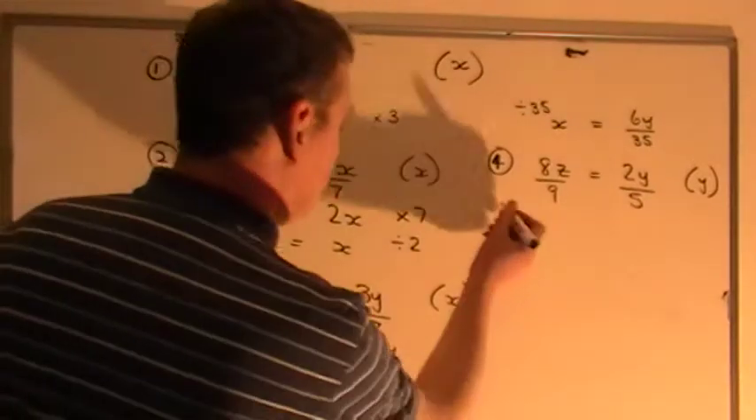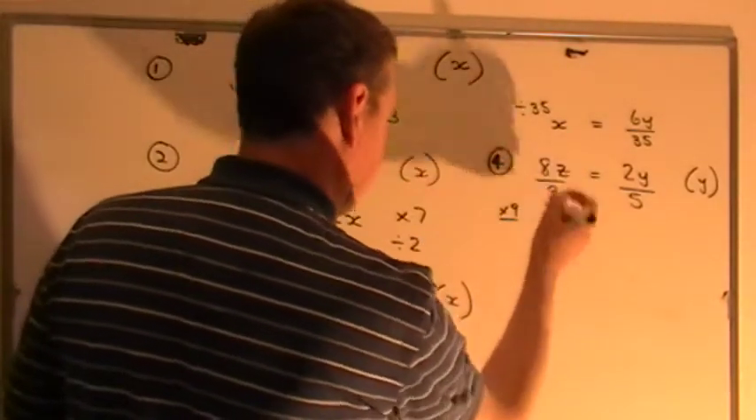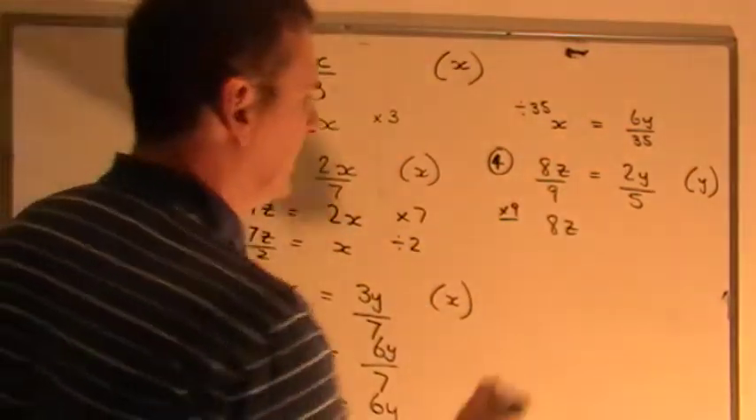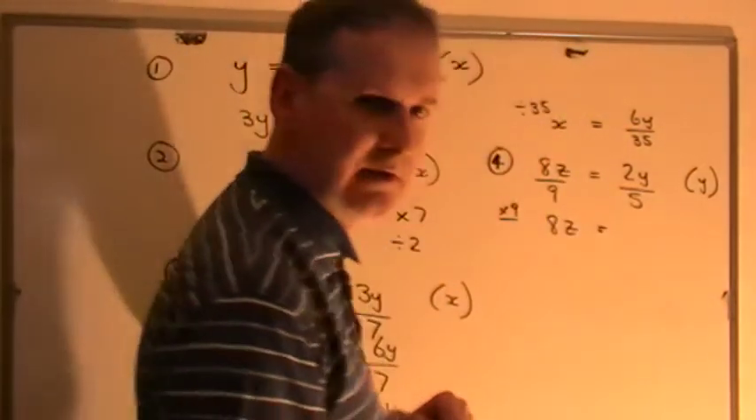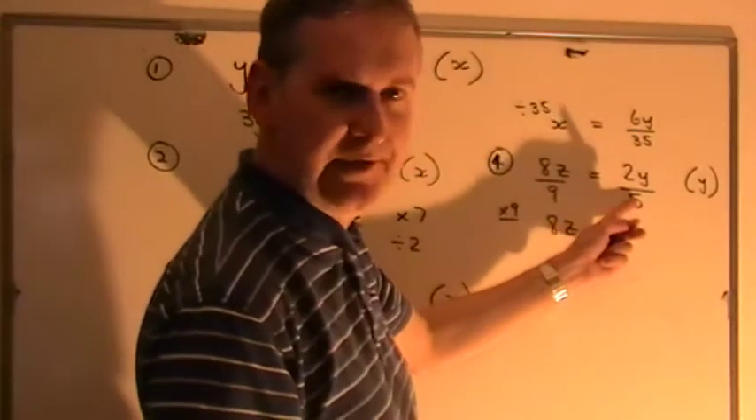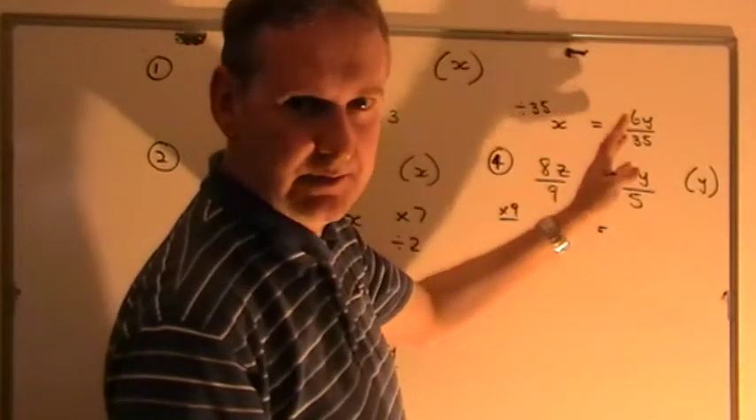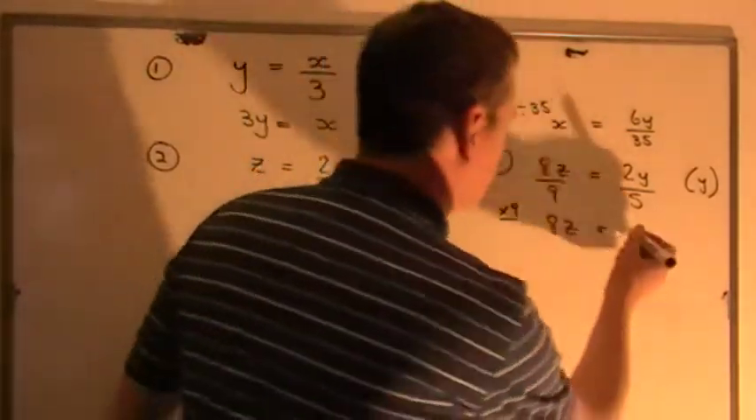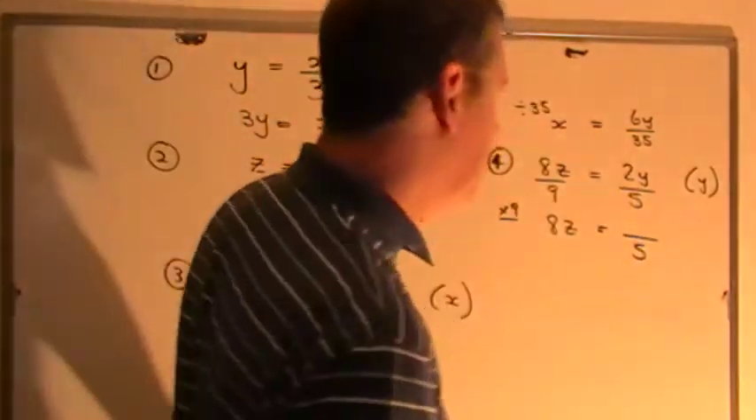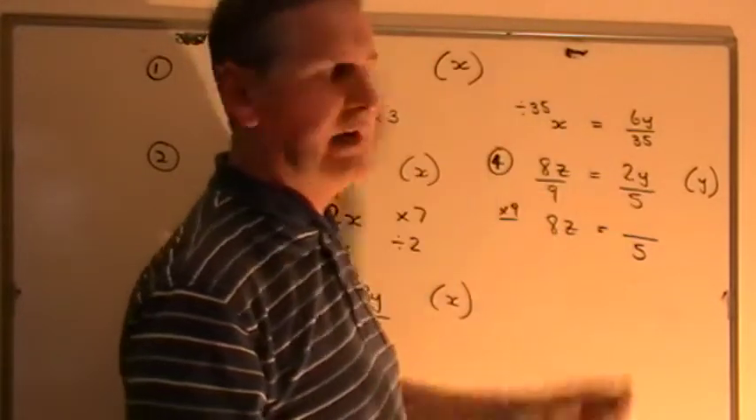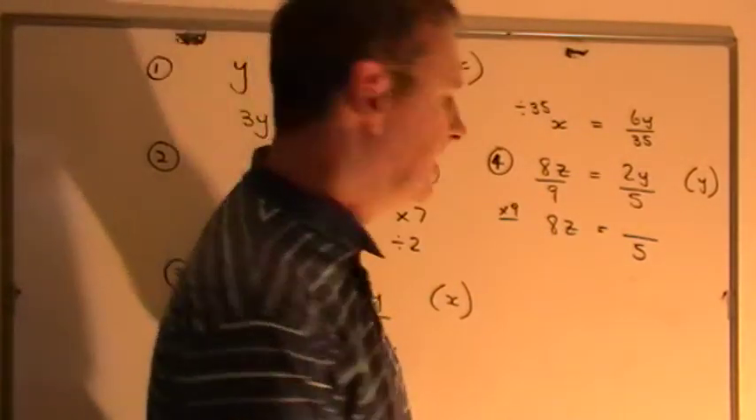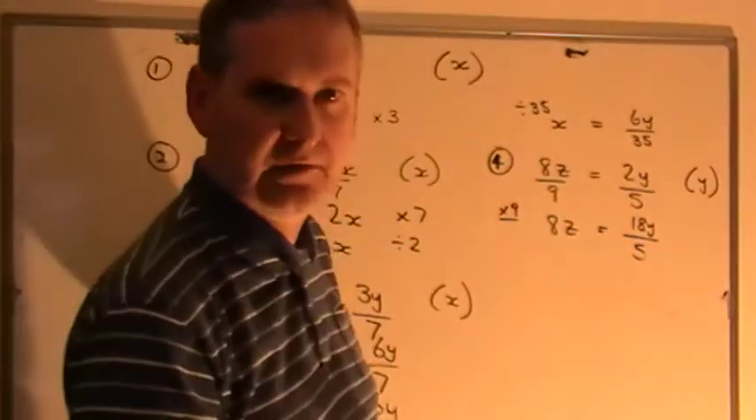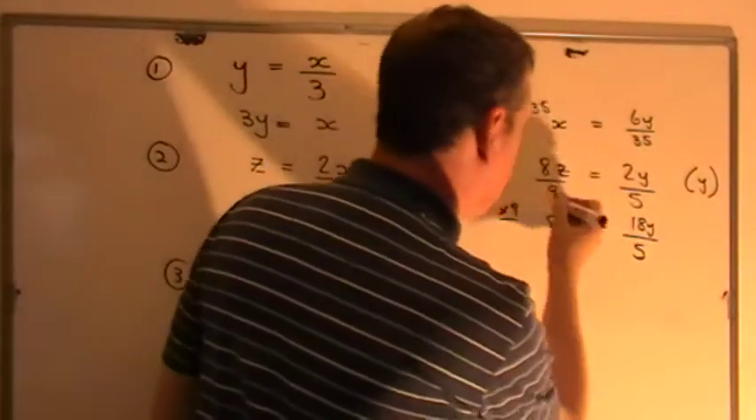I'm going to times both sides by 9. Times that by 9, you just get 8z. The share by 9 disappears. If I'm going to times this by 9, well, it's not a 9 on the bottom. If it was a 9 on the bottom, the 9 would just disappear, leaving you the top. But it isn't a 9. So what I do is I leave the 5 alone, and now I say 2y times 9 is 18y. So instead of 2y over 5, you get 18y over 5. That's dealt with the 9.